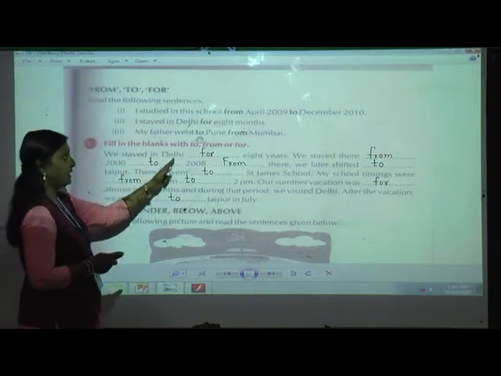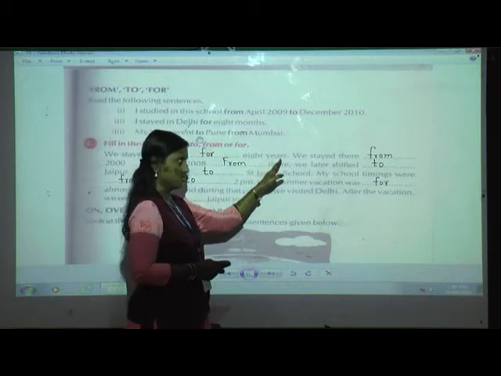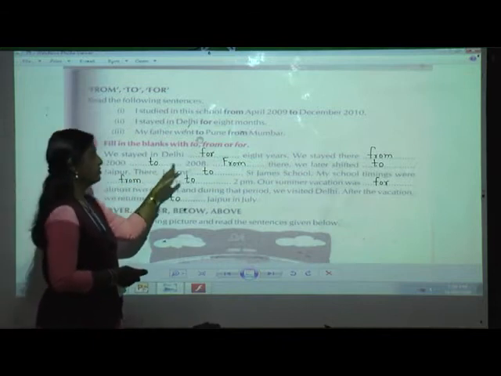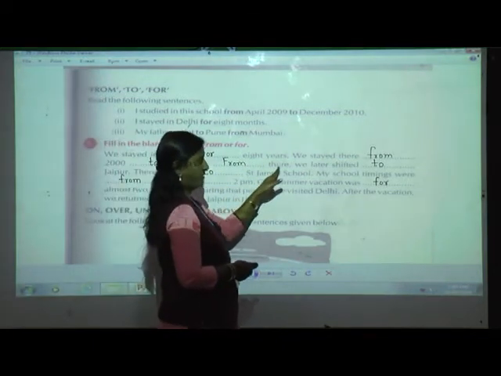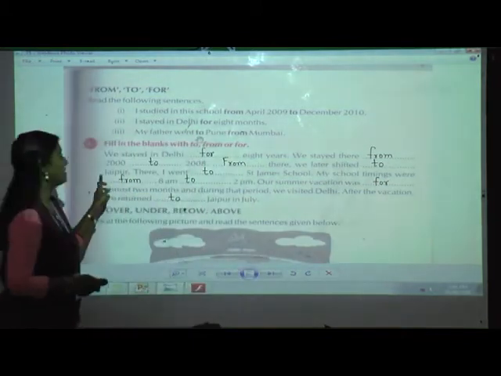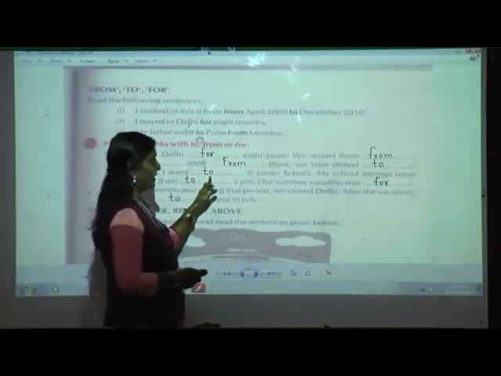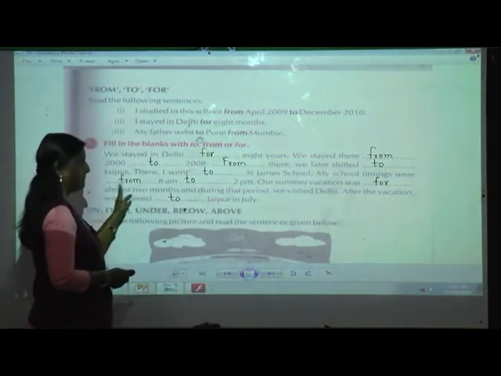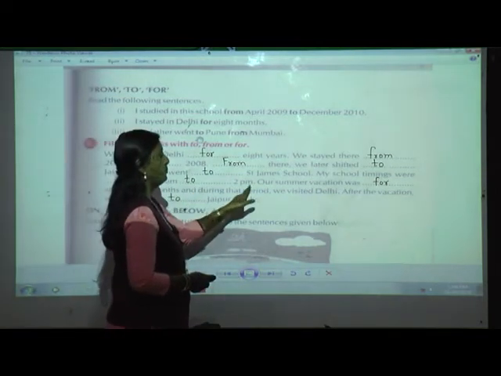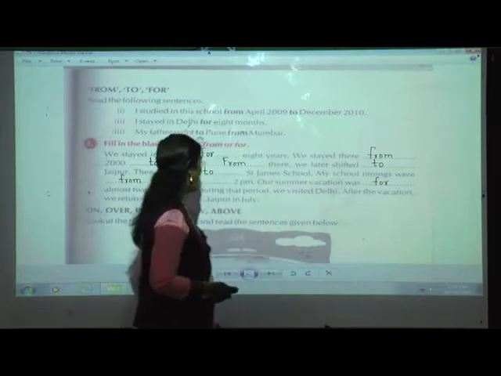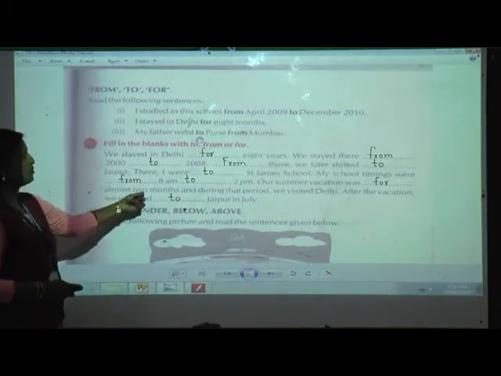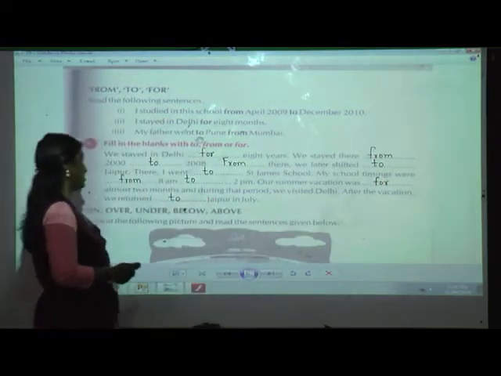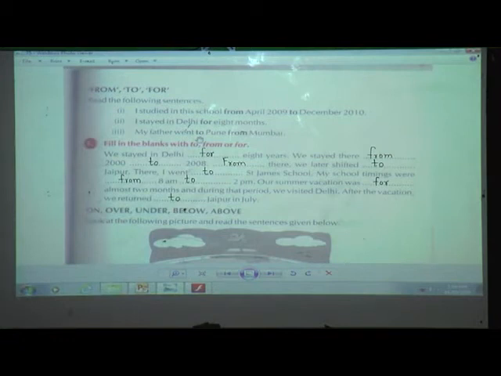We stayed in Delhi for 8 years. We stayed there from 2000 to 2008. From there we later shifted to Jaipur. There I went to St. James School. My school timings were from 8 a.m. to 2 p.m. Our summer vacation was for almost 2 months, and during that period we visited Delhi, and after the vacation we returned to Jaipur in July.